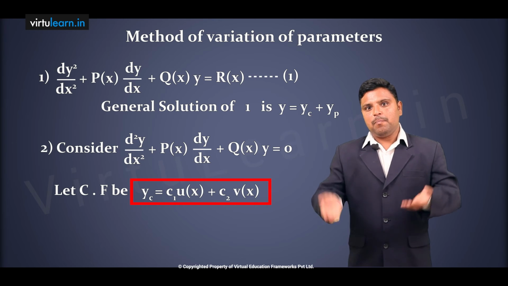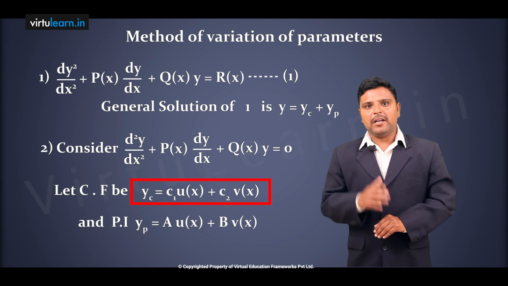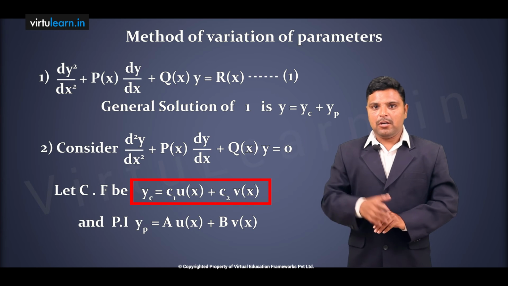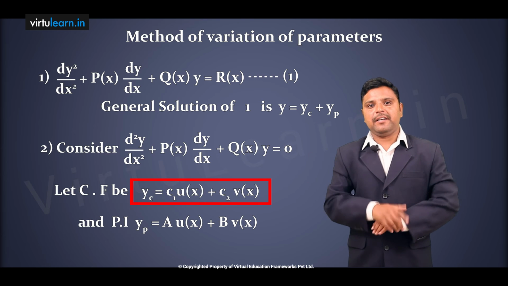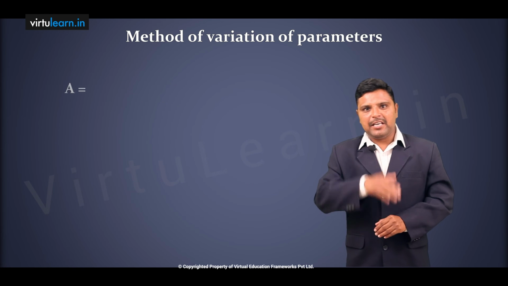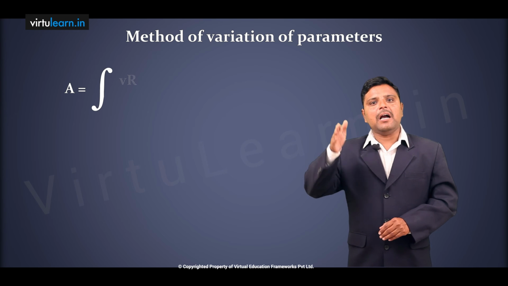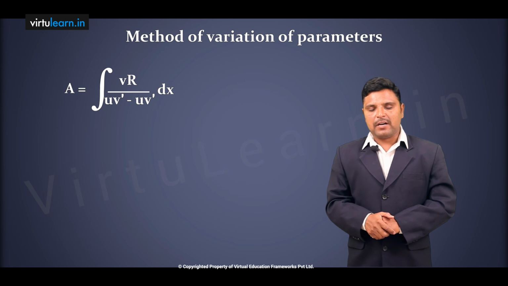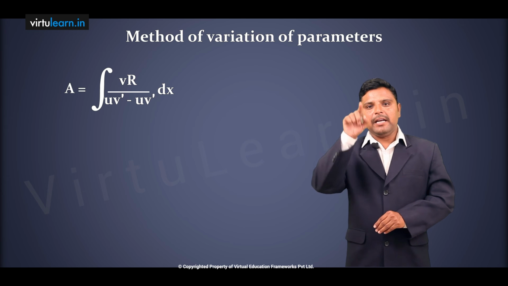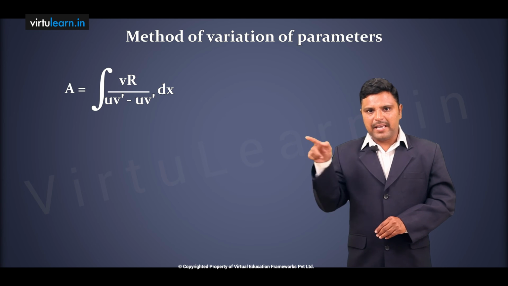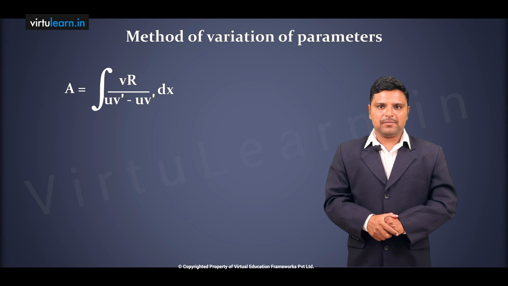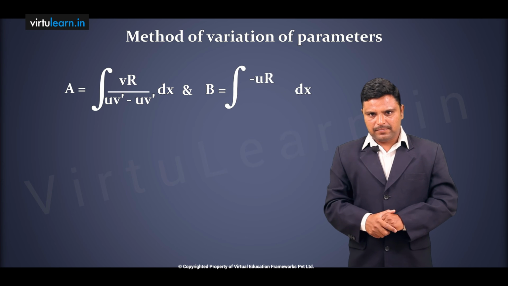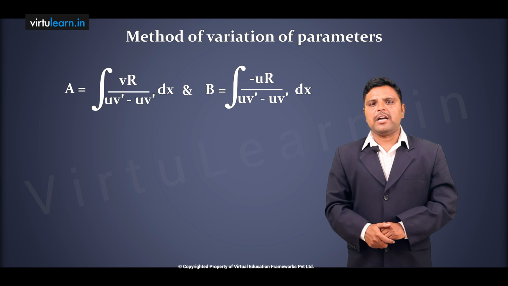Now the particular integral yp equals capital A into u of x plus capital B into v of x. Now you calculate capital A and capital B separately. Capital A equals integral of v r dx by u v dash minus v u dash. This is the formula for capital A: integral v r dx by u v dash minus v u dash. And capital B equals minus integral of u r dx by u v dash minus v u dash.